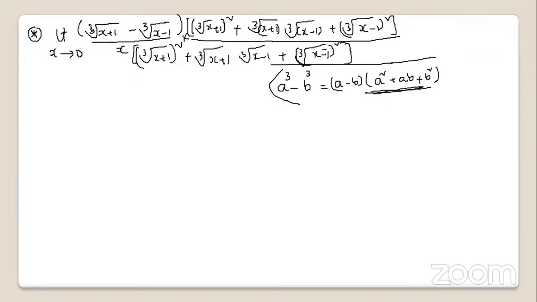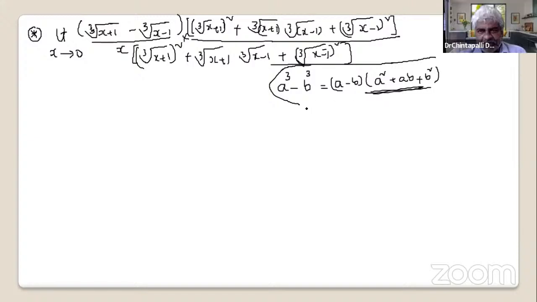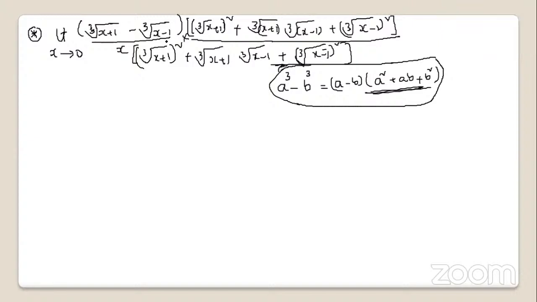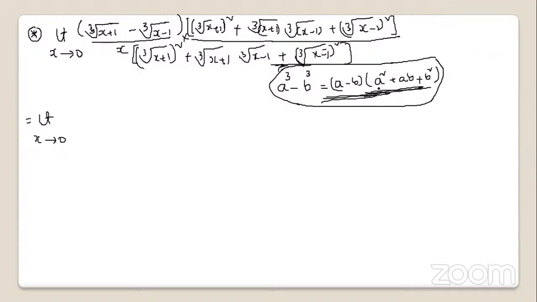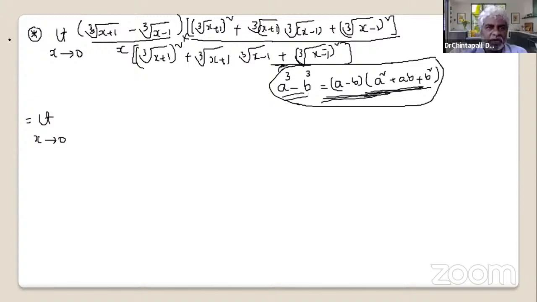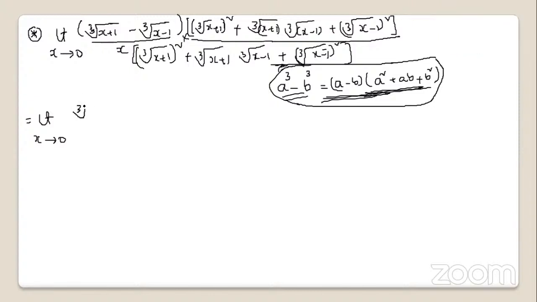You know, a minus b times a square plus ab plus b square is equal to a cube minus b cube. So the numerator is in the form of a minus b times a square plus ab plus b square. Apply this formula for the numerator, with the limit as x tends to 0. It equals a cube minus b cube. What is a here? A is cube root of x plus 1, so a cube is cube root of x plus 1 whole cube, minus cube root of x minus 1 whole cube.